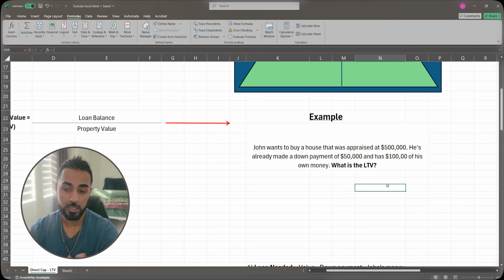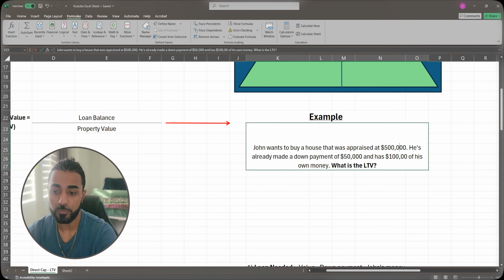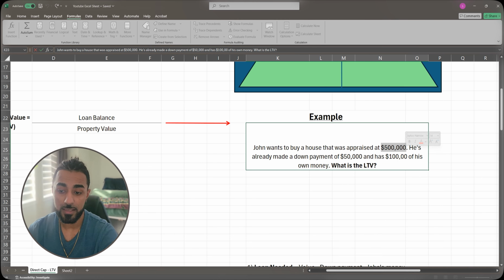John wants to buy a house that was appraised at $500,000. He's already made a down payment of $50K and has $100K of his own money. What is the loan to value ratio? Meaning, what is the ratio between the value of the property and the loan that we took on the property itself? So we know from this question, the value looks something like $500K. Now we look at the loan. John has $100K of his own money and made a down payment of $50K. So first of all, how much loan does John actually need?